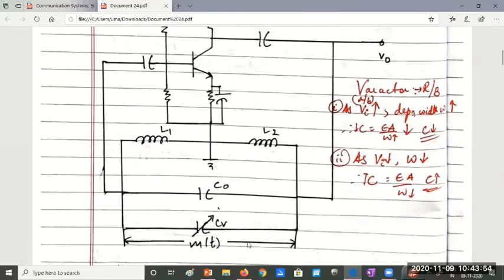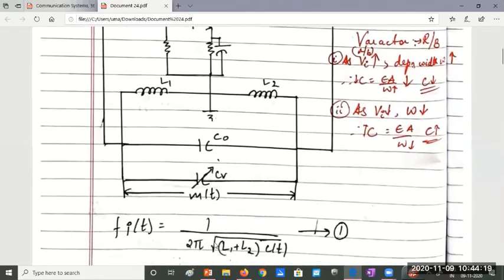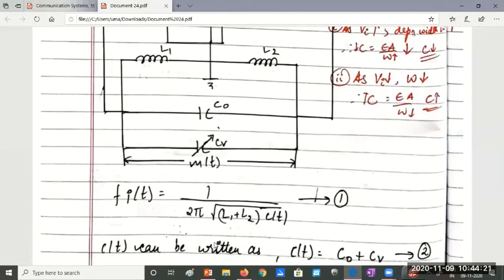And the voltage which we are going to apply across this varactor is your message. So to generate an FM signal, we are using the Hartley oscillator setup, and to generate that variable frequency at the output, I'm going to apply the message voltage across a variable capacitor or varactor diode. Is this concept clear?